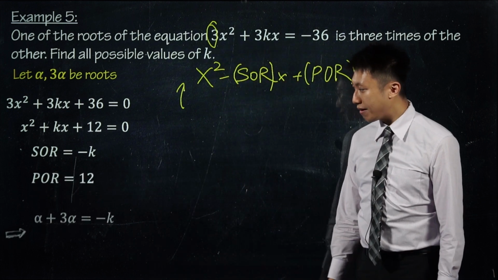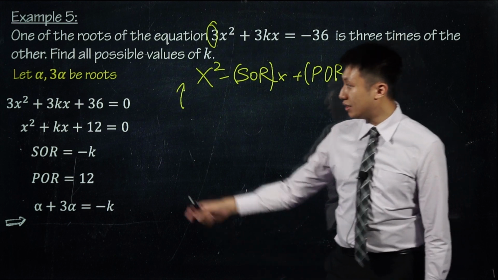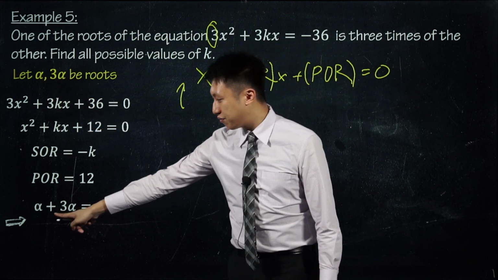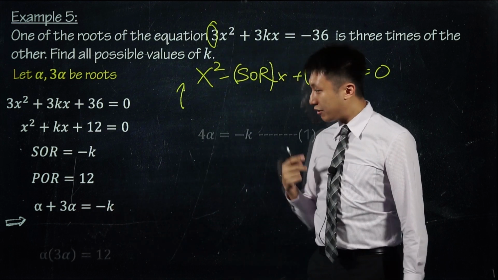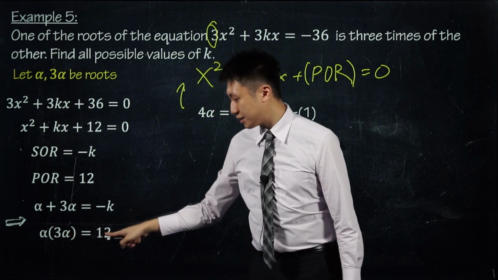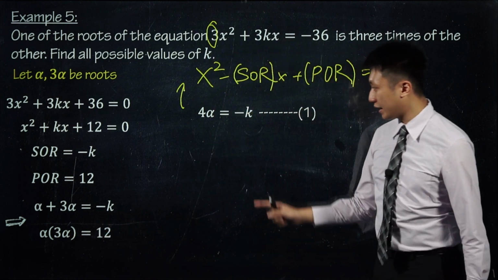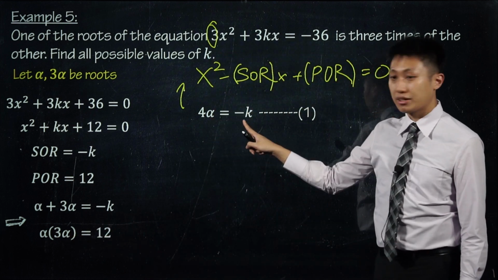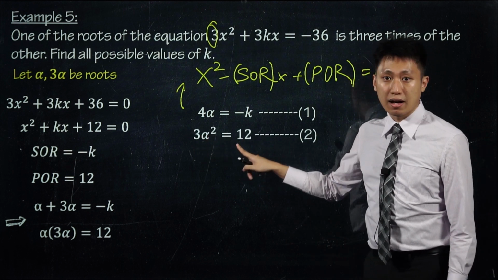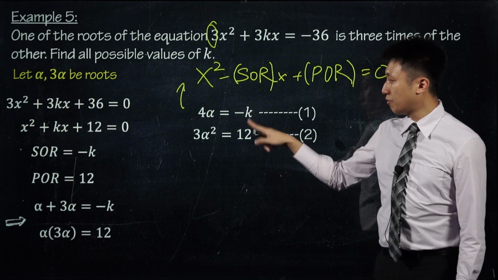And the information that I got just now is that one root is alpha, one is 3 alpha. Add them up, sum of roots means 4 alpha is equal to negative k. The other one, you multiply them together: alpha times 3 alpha is equal to 12. And that gives me 4 alpha is equal to negative k, and also 3 alpha squared is equal to positive 12. Solve for these two.